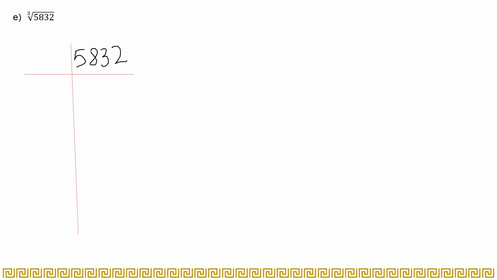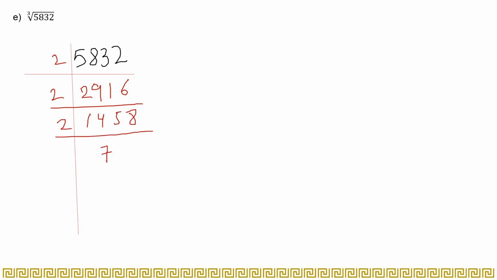5832. Now see, this number is again divisible by 2, so we will start from 2. 2 2s are 4, 2 9s are 18, 2 1s are 2, 2 6s are 12, 2 1s are 2, 2 4s are 8, 2 5s are 10, 2 8s are 16, 2 7s are 14, 2 2s are 4, 2 9s are 18.